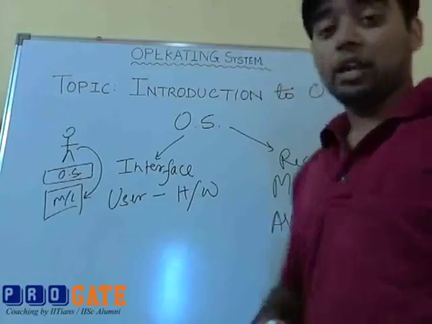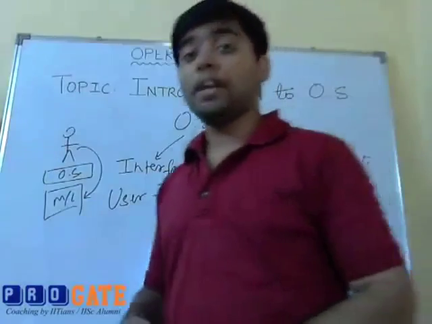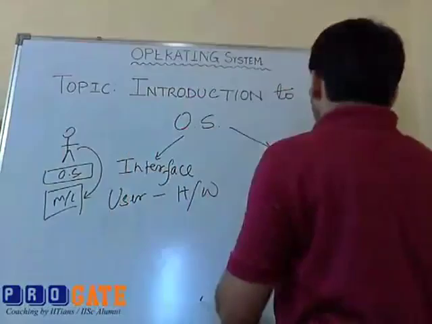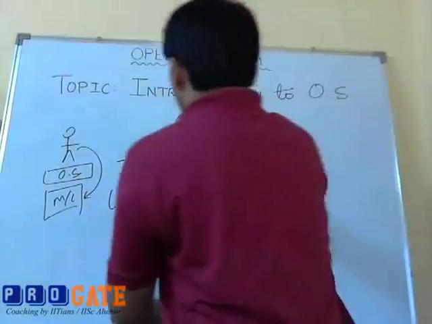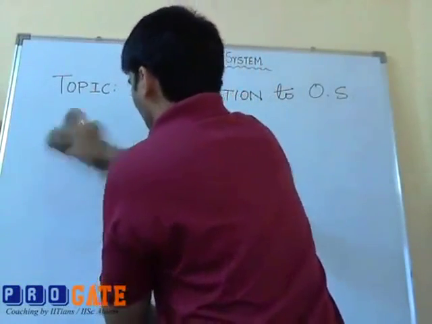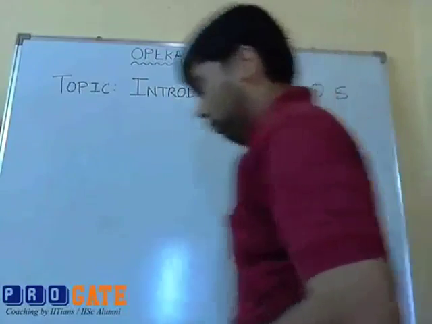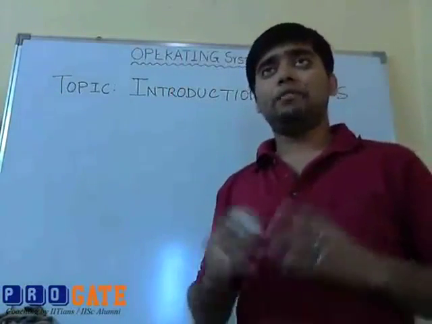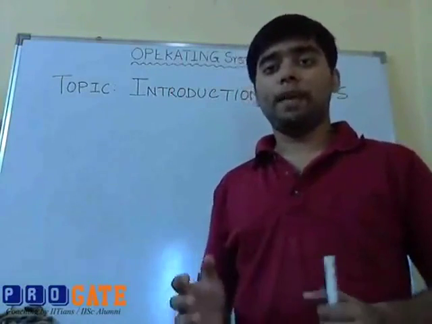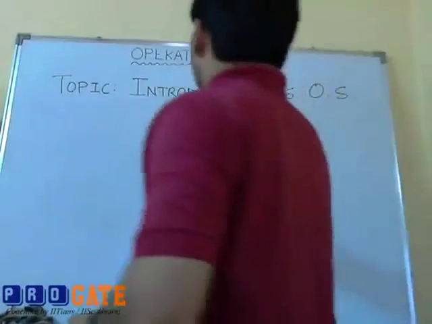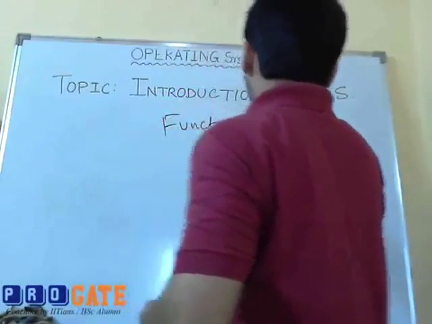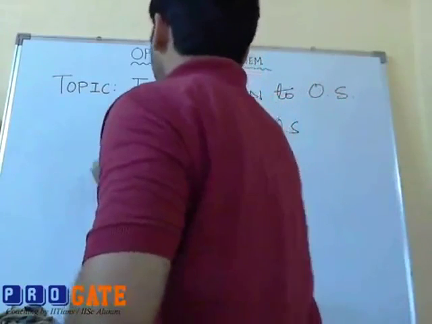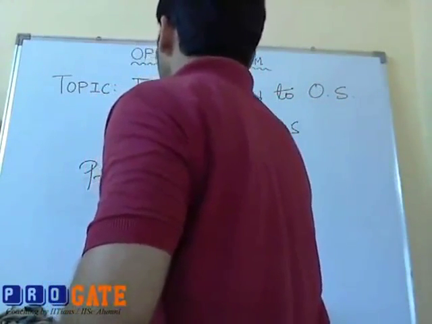Now, let us see what are the operations that an operating system does. Let me first clear the board. What are the functions of an operating system? That is an important question. Now, largely, we can divide the functions of an operating system in a number of groups. Functions of operating system.